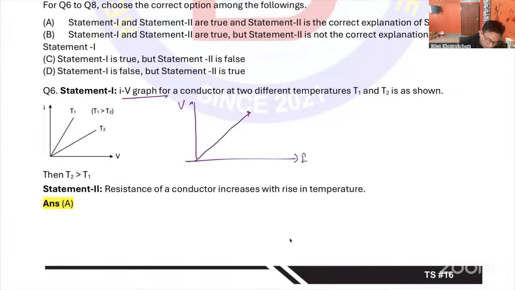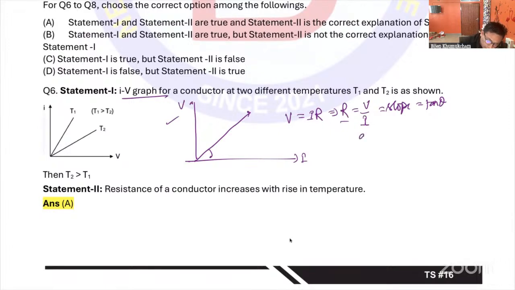what we discussed in the class was the slope. By Ohm's law, V equals IR, so I is nothing but V by R. In this graph, V by R is nothing but the slope. Slope means tan theta. Sorry, it should be R equals V by I. So the slope of the VI graph gives the resistance of the conductor, right?